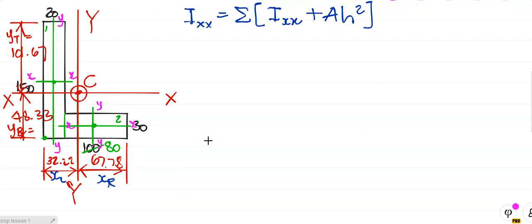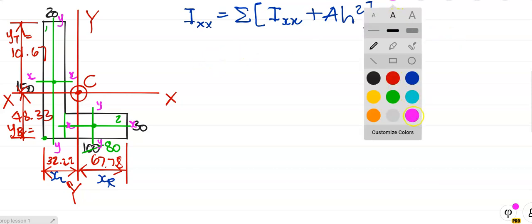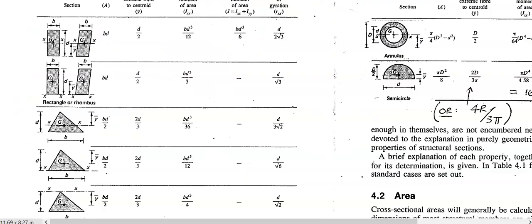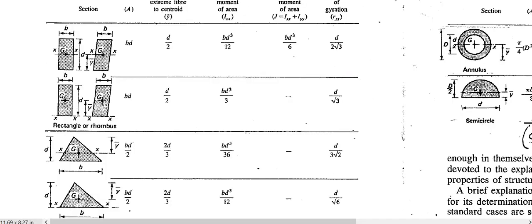Right, I'm going back to my calculation over here. Right, so there we go. Let's do the calculation. Ixx is equal to the sum of, I'm just putting a little 1 there to say that I'm dealing with element number 1. What's Ixx? Ixx is second moment of area. Right, I'm going back to my table there.